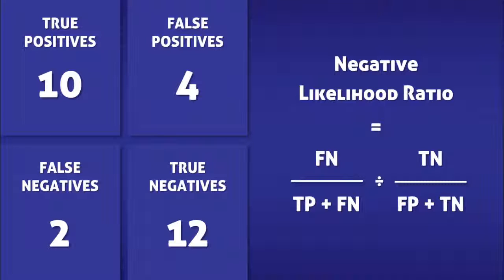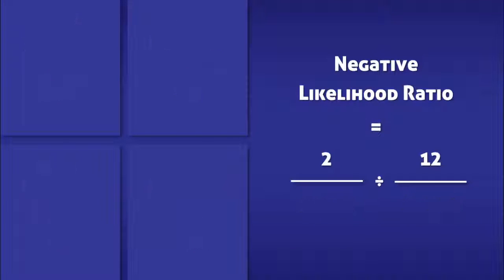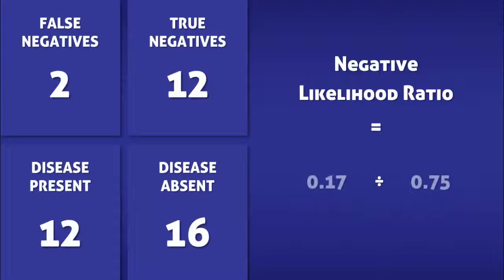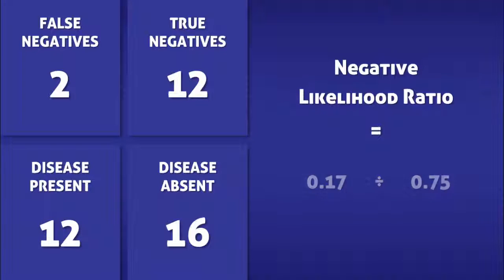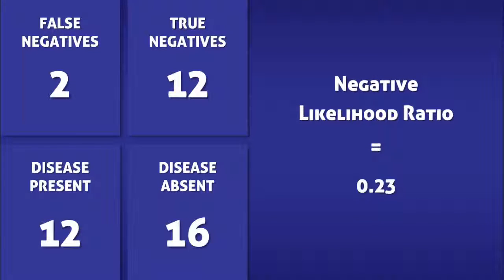To calculate the negative likelihood ratio, we must divide the false negative rate, which is the number of false negatives over the total number of people with the condition, by the true negative rate, which is the number of true negatives over the total number of people without the condition. In this case, the false negative rate is 17% and the true negative rate is 75%. So the negative likelihood ratio is 0.23.